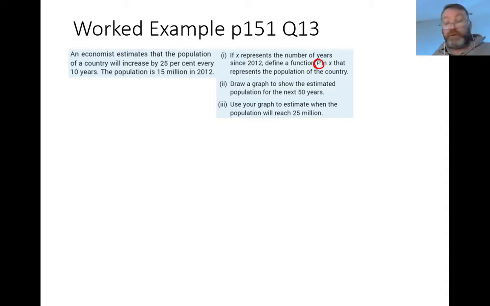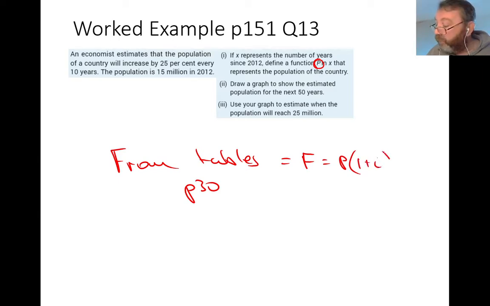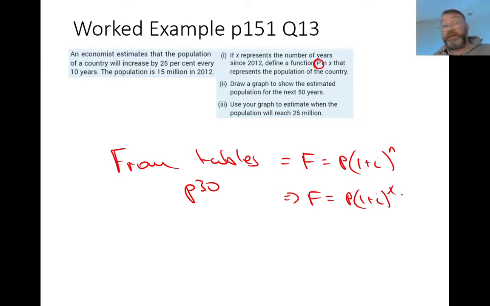So if X represents the number of years, then define a function P in X that represents the population of the country. Okay, so from our tables, we have a growth formula. It's on page 30 of your tables. And here it is. The final number will be equal to the present population multiplied by 1 plus I to the power of N. Now, N is the number of years, but in this question they've told me to take X as the number of years. So therefore, it'll be F equals present population times 1 plus I, where I is the percentage growth, to the power of X. And that's the formula that they're looking for.